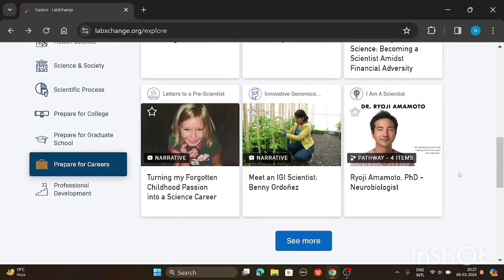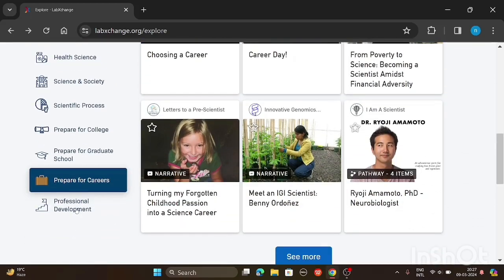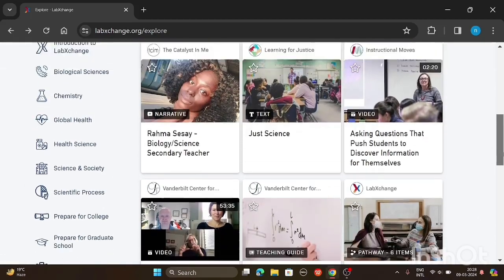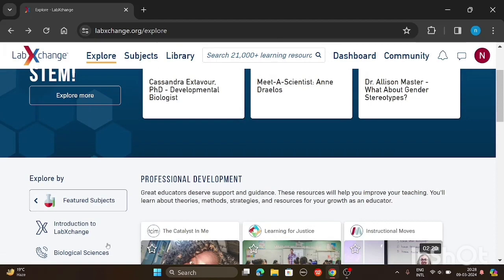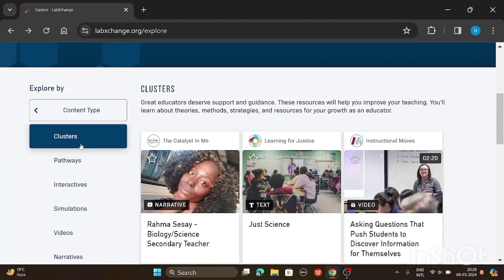And then here we have Meet a Scientist, an iGI scientist, and Career Day, choosing a career. Then we can go to professional development. Here we have five teaching ideas for a new semester. Science exams don't have to be demoralizing. So just science, a lot of content is there. And if we get back to content type, we can see what is there.